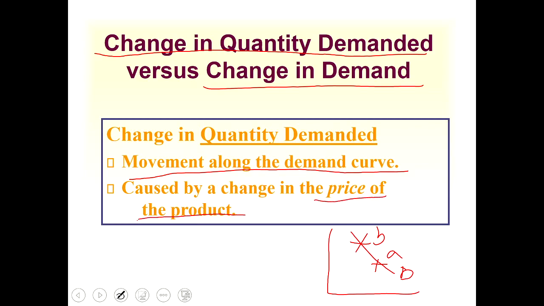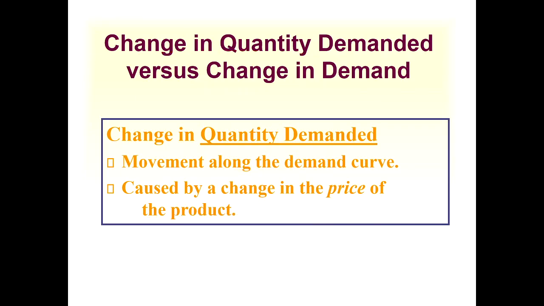Price is the independent variable in this case, and it is present on the graph as well. So when we are talking about the movement along the demand curve, we are saying change in quantity demanded, that the quantity demanded has changed. So whenever you hear the sentence that the quantity demanded has changed for ice cream, it means that there is a movement along the demand curve.